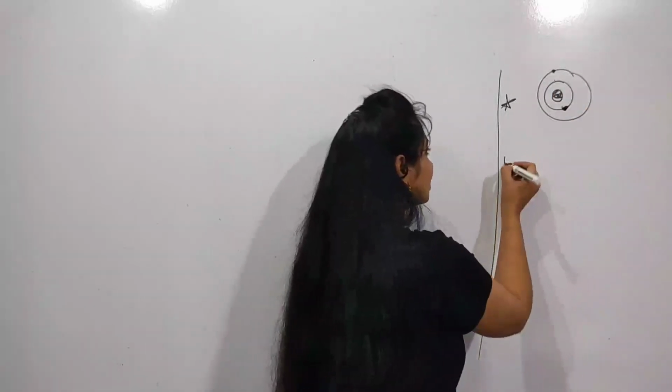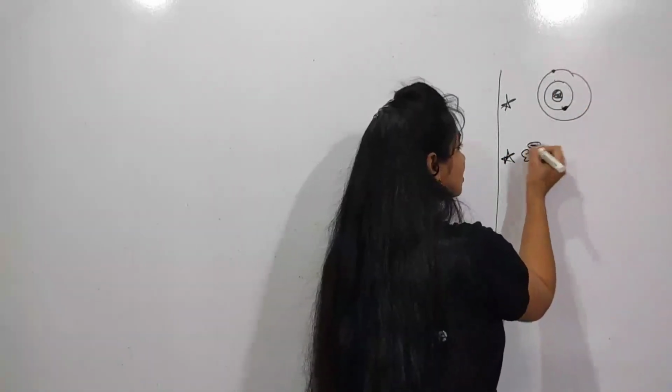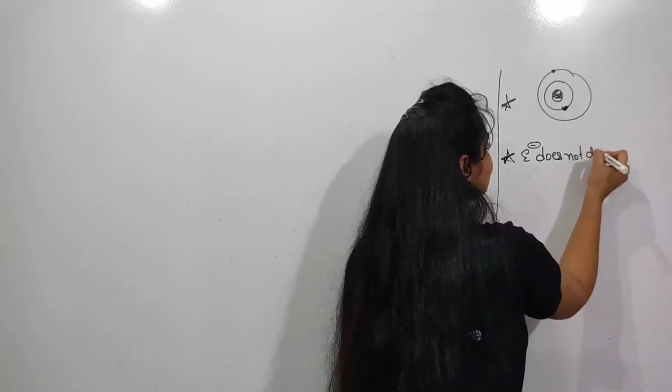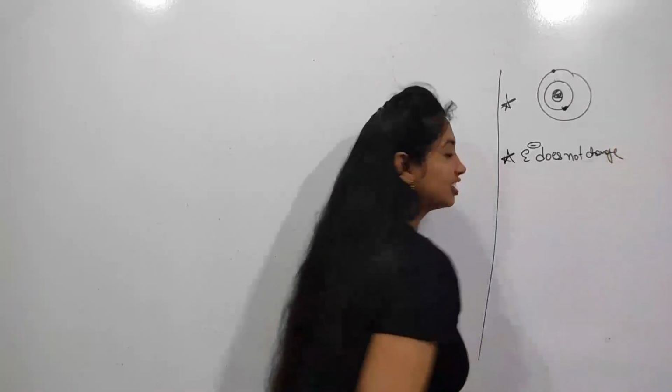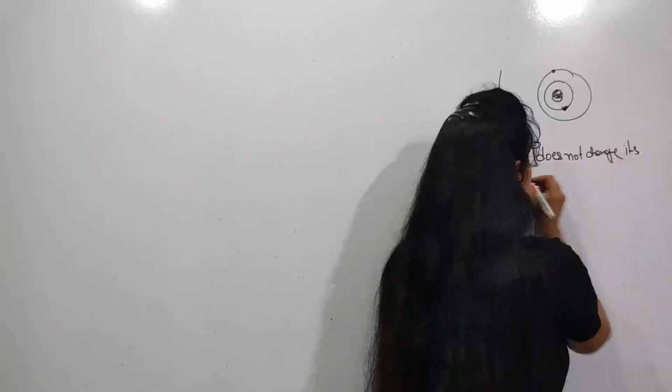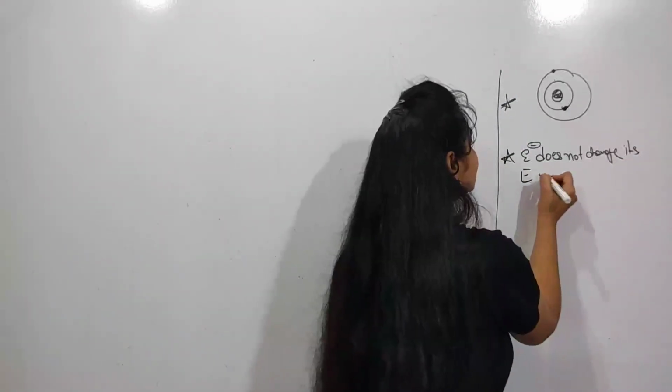The second postulate says the electron does not change its energy with time.